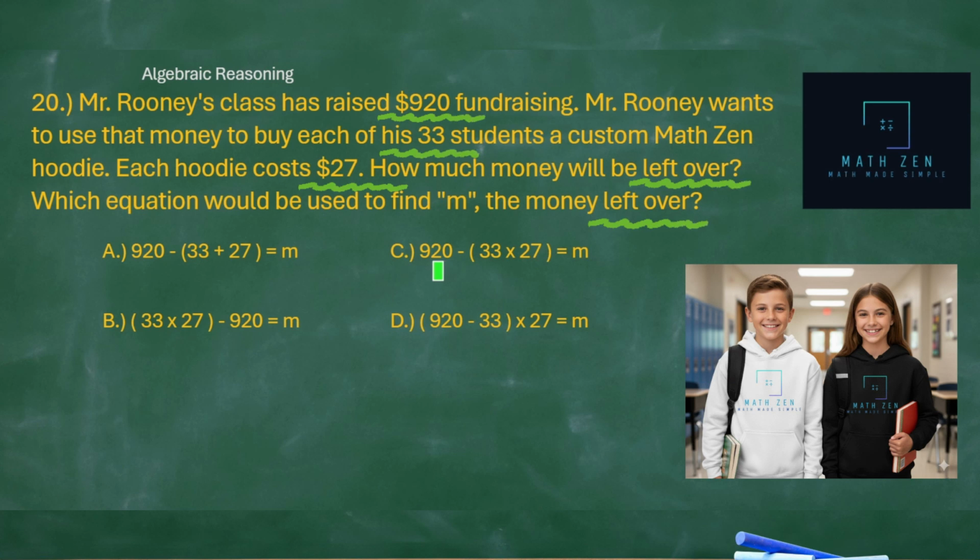Now, if we look at choice C, we have our $920 that we're starting with, and we're taking away the cost of the 33 sweatshirts. This is exactly what we wanted here. So if you got choice C as your final answer, go ahead and give yourself a pat on the back. Great job.